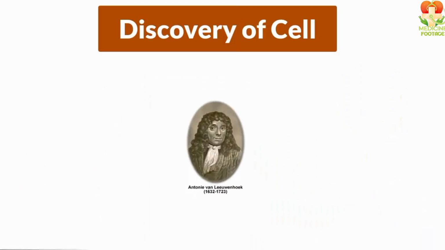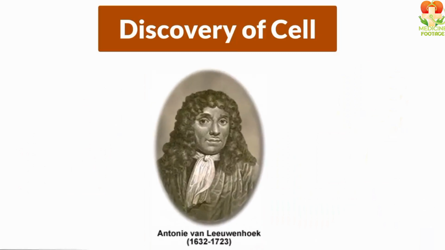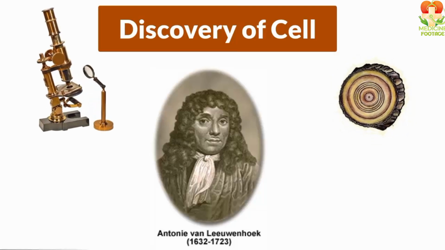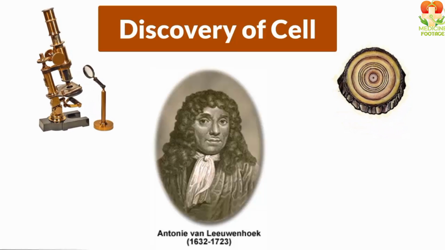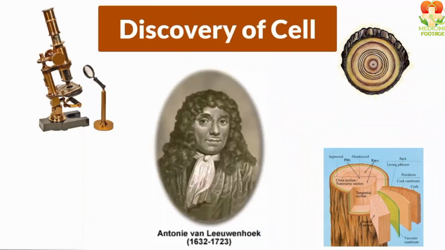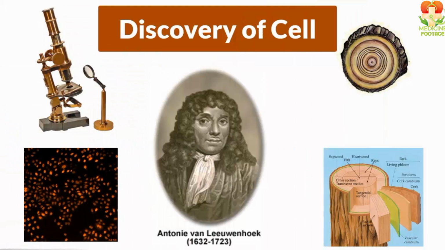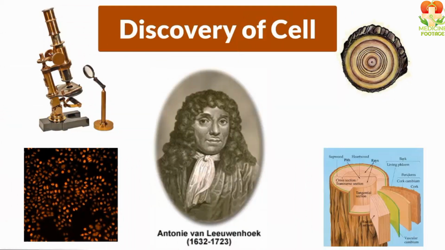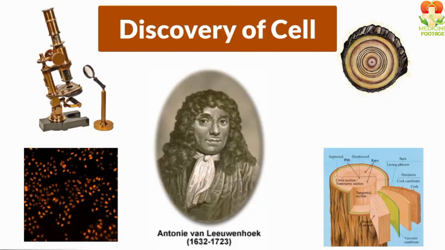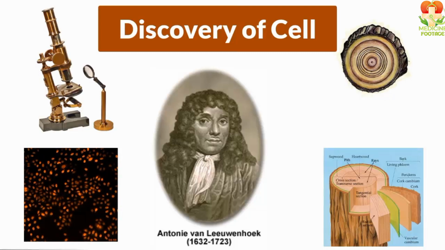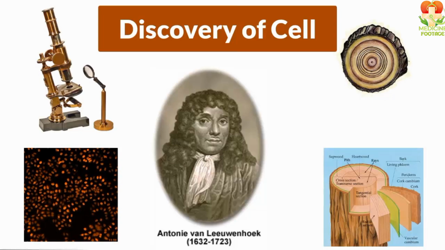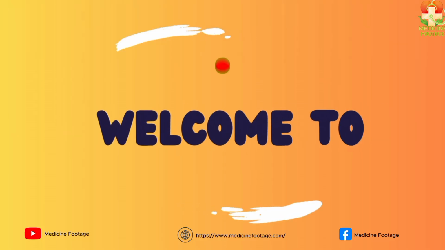A while later, another scientist, Antony van Leeuwenhoek, also examined cork, but using a different microscope, which had a higher magnification power compared to Hooke's microscope. Because of the better magnification, Leeuwenhoek observed movement within these compartments. Such movement can only be seen in living things. This indicates that they were indeed living. This is how the discovery of living cells took place.